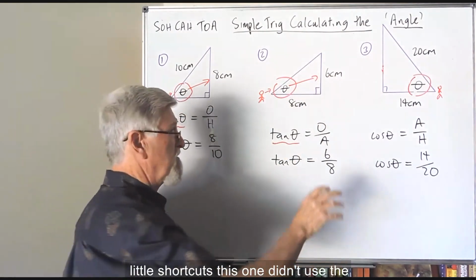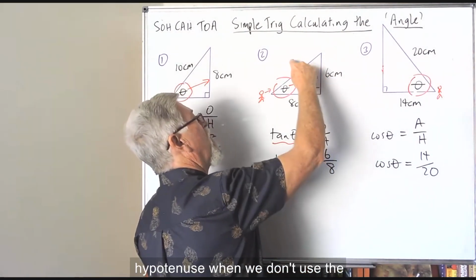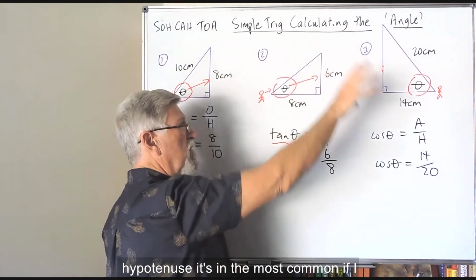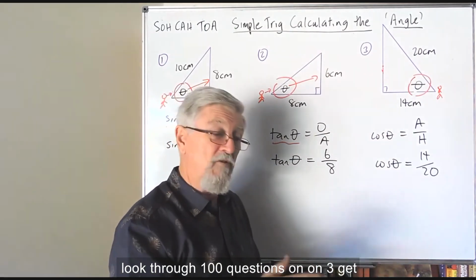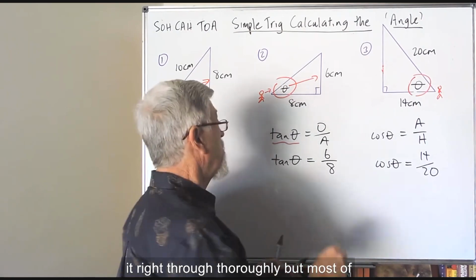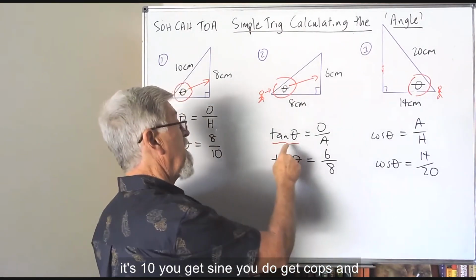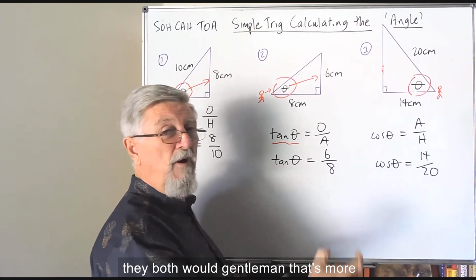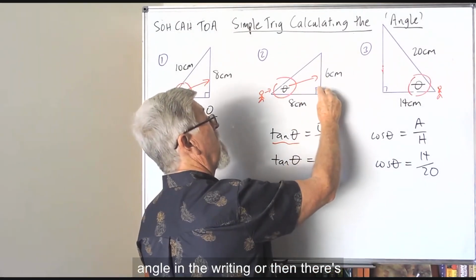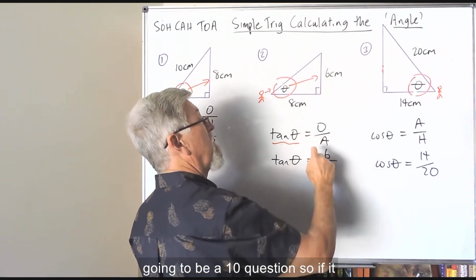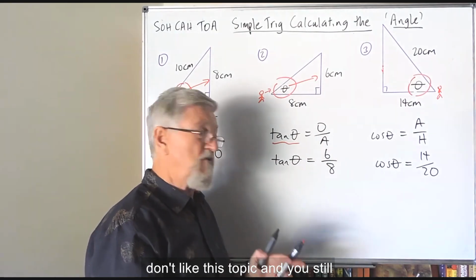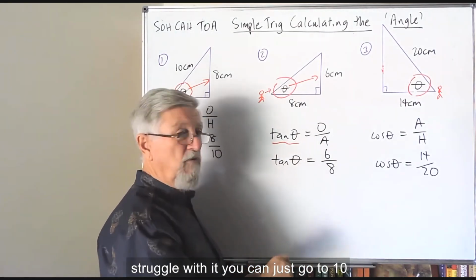So my little shortcut is: this one didn't use the hypotenuse. When we don't use the hypotenuse, it's tan. If I looked through 100 questions on trig and triangles, it would be interesting to do that thoroughly, but a lot of the time it's tan. You do get sine and cos, and they're both legitimate, but it's more commonly tan. So when these two meet in the right angle, it's going to be a tan question. If it doesn't say hypotenuse and you really don't like this topic and still struggle with it, you can just go to tan and put the numbers in.